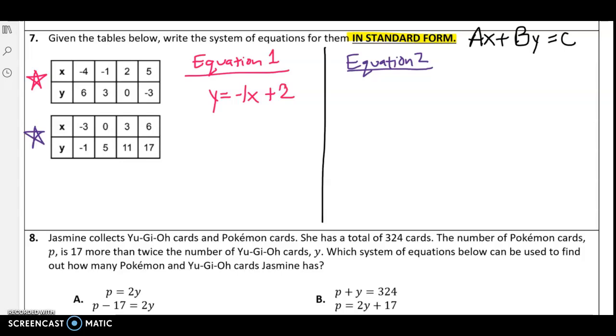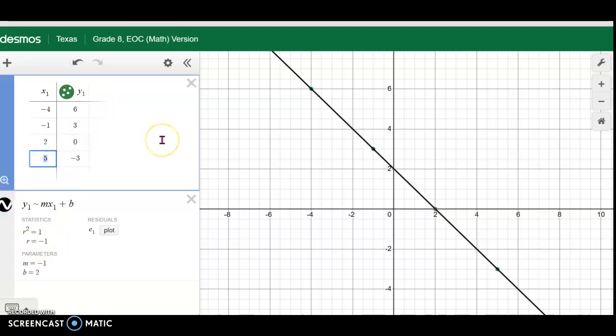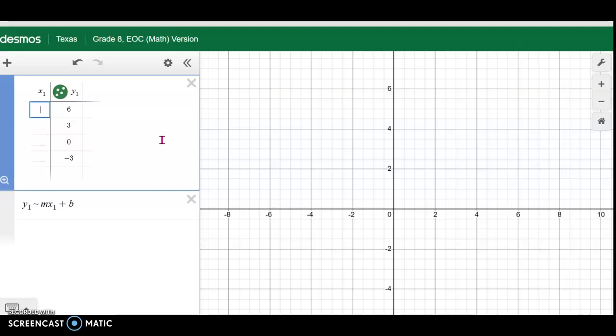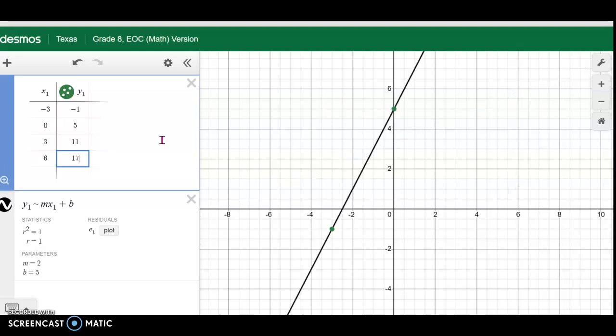So now let's go ahead and take care of the second table. And instead of going in and erasing the one you already have, let's just leave that on there and we'll just delete the data and type in new data. Okay, our new data for table number 2, I'm going to type in my x's, -3, 0, 3, 6. And now my y's, -1, 5, 11, and 17. And I have my m and b.